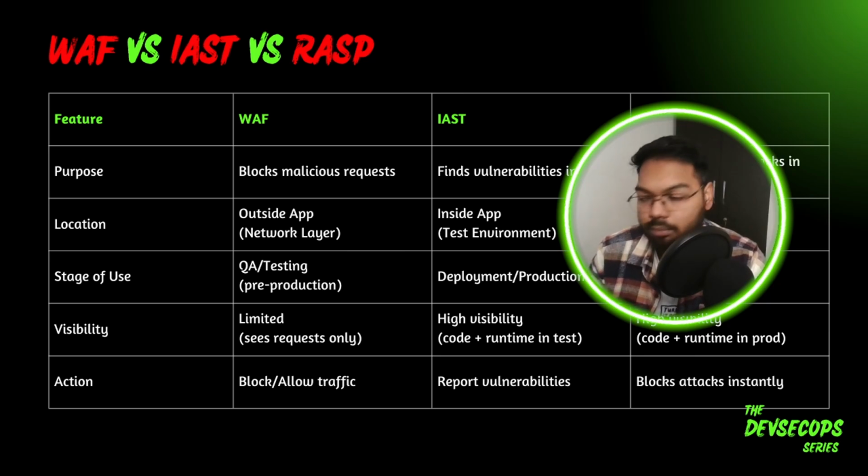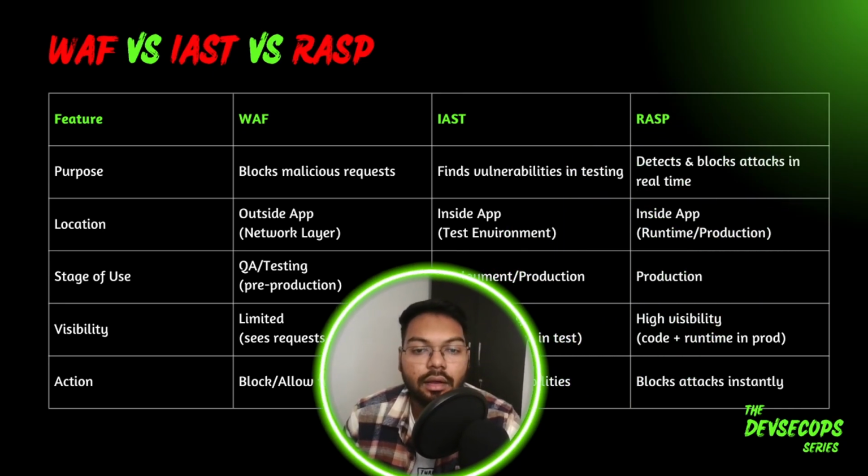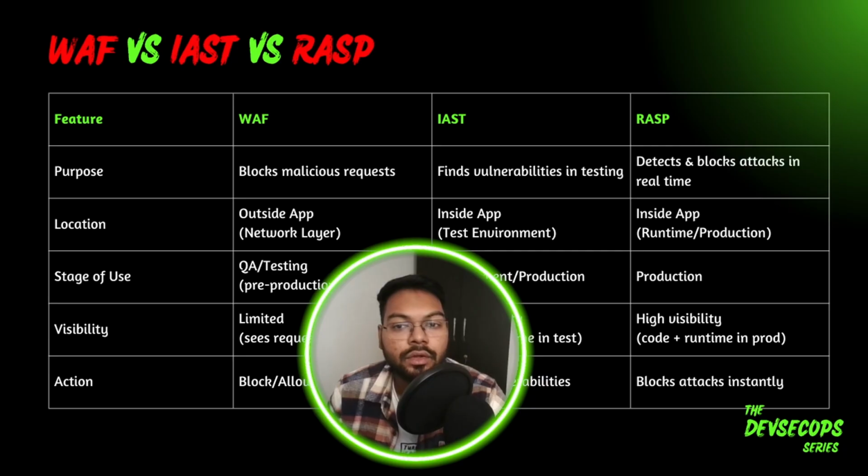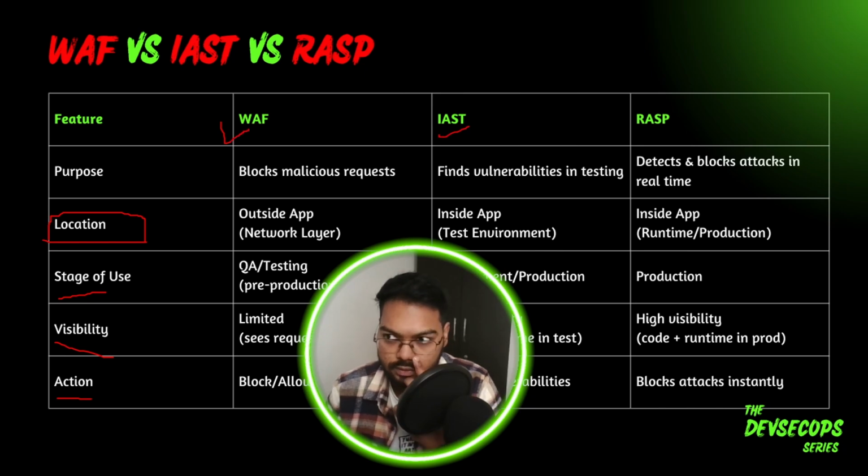And then finally comes the point where you should be aware of the comparison of RASP versus IAST versus WAF. Let's see how they work together. We will look at these different features: purpose, location, usage, visibility, and action. So where are these applications located? First we will discuss WAF, web application firewall, then interactive application security testing, and then RASP.